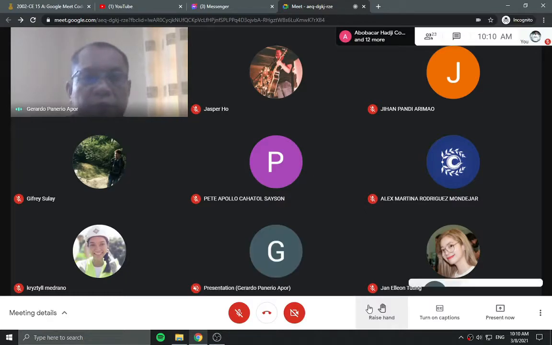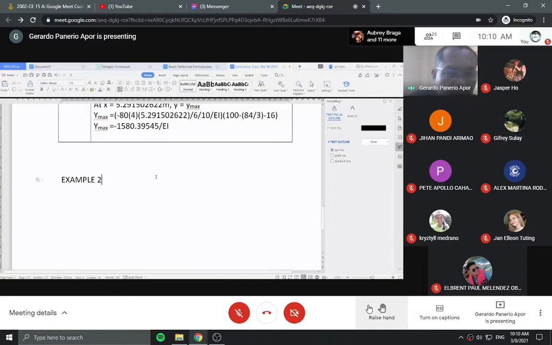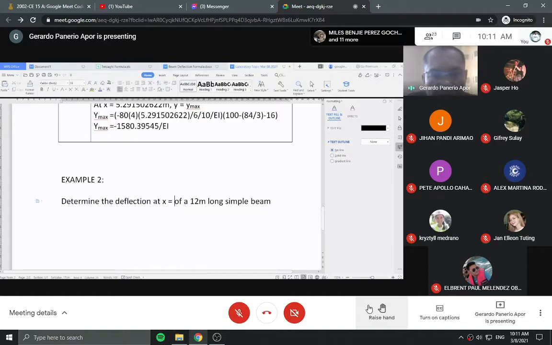Let's say it's like this. Example two. Determine the deflection at x equals 5 meters of a 10-meter long simple beam loaded as shown. Just say EI is constant.